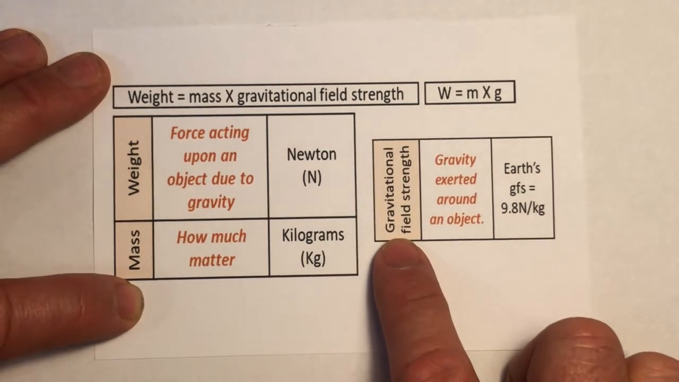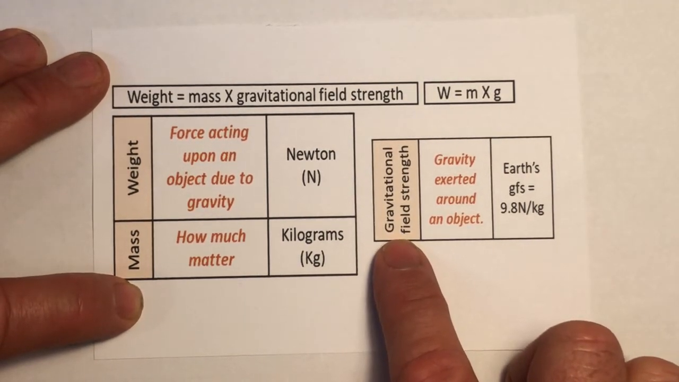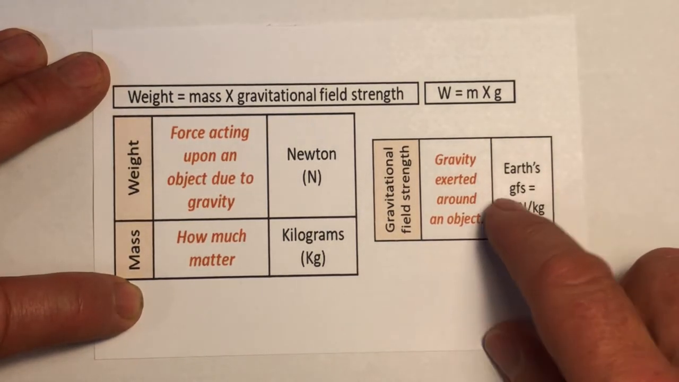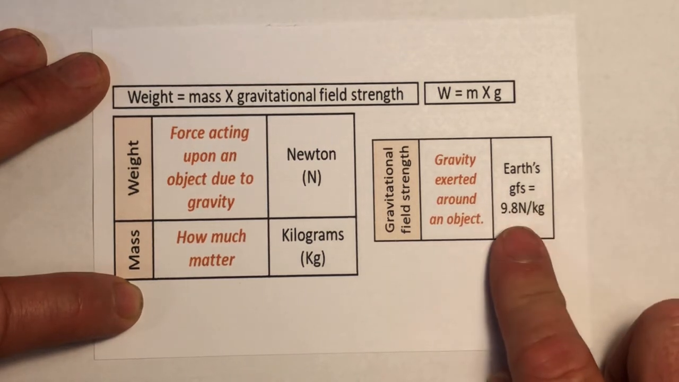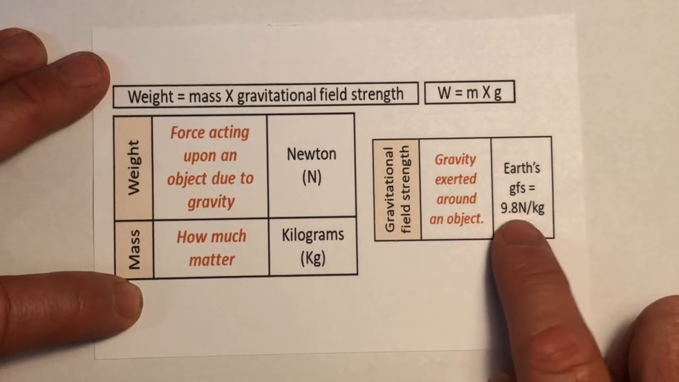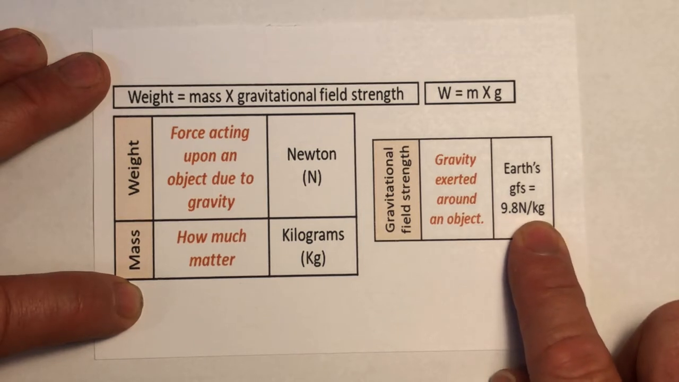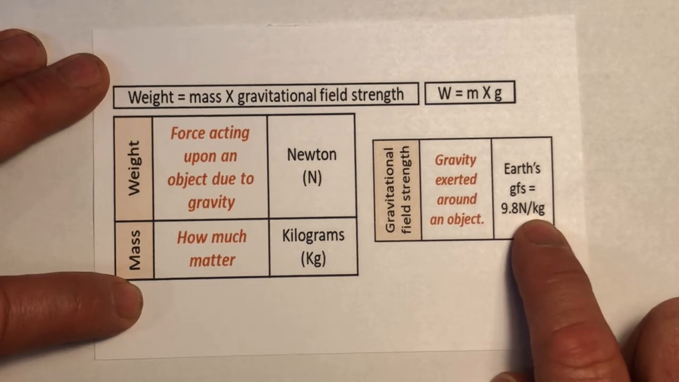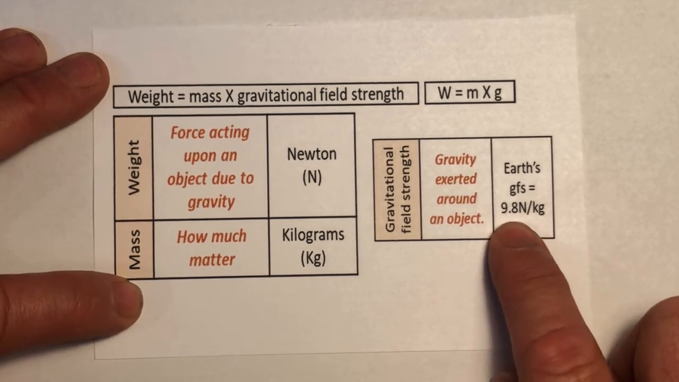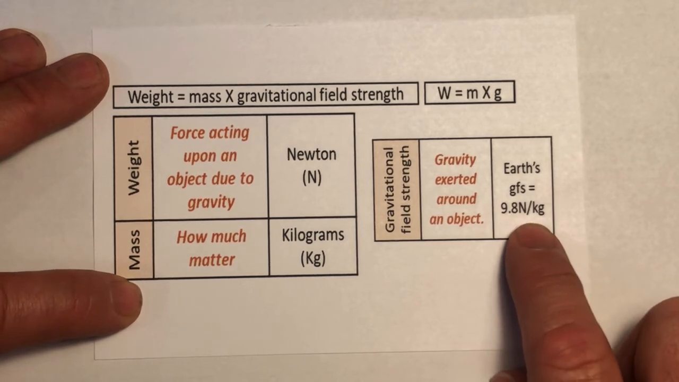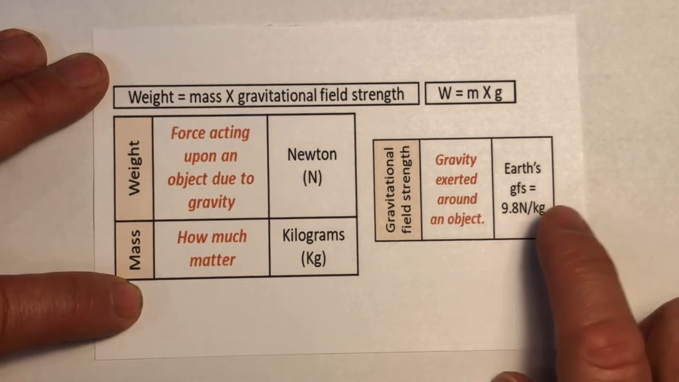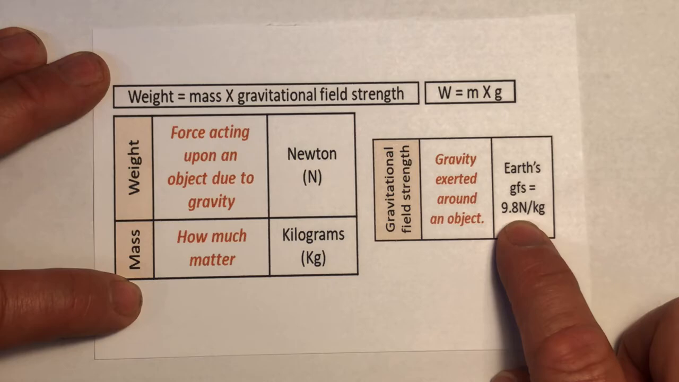Now, gravitational field strength is, for Earth, a fixed value. It is the gravity exerted around an object, and on Earth, the vast majority of the time, it is 9.8 newtons per kilogram, and that stays the same pretty much where you are at sea level. If you go higher, above sea level, say to the top of Mount Everest, it will reduce. If you go to the bottom of the deepest ocean, it will get bigger. Sometimes they will say it is 10 newtons per kilogram, but the vast majority of the time, it'll be 9.8 newtons per kilogram. Now, back to the question.